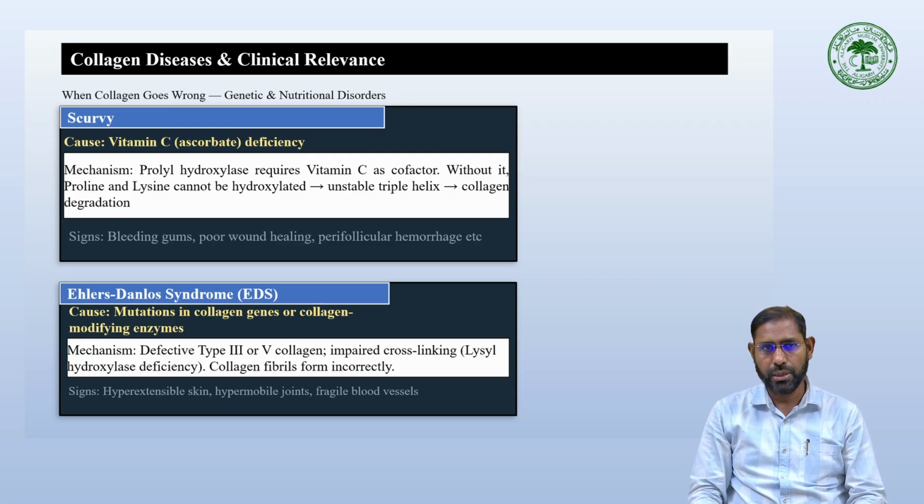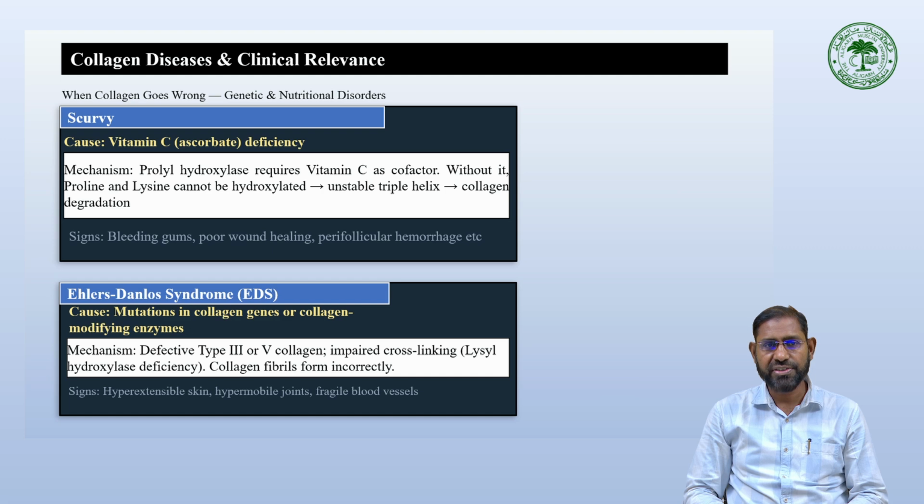Scurvy, well known, is a kind of disease that is because of vitamin C (ascorbate) deficiency. What is the mechanism of this deficiency? Prolyl hydroxylase requires vitamin C as a cofactor, and without it, proline and lysine cannot be hydroxylated. There is no hydroxylation of proline and lysine, and it gives an unstable triple helix, and then causes collagen degradation.